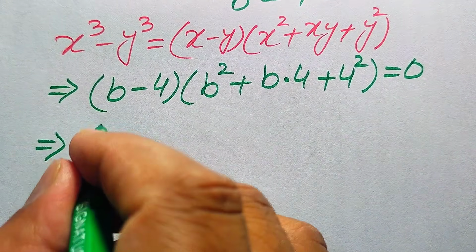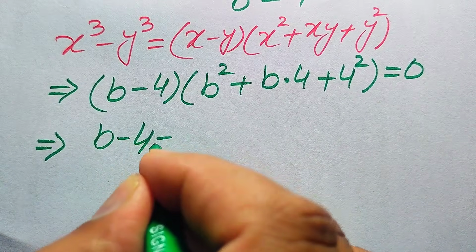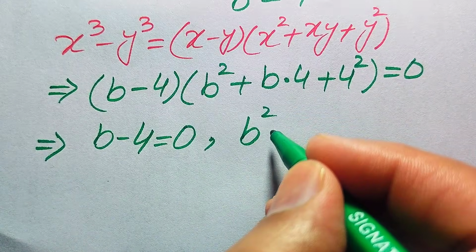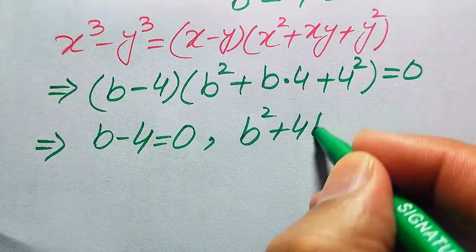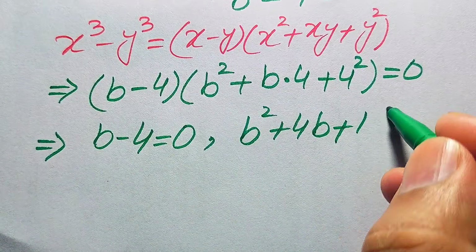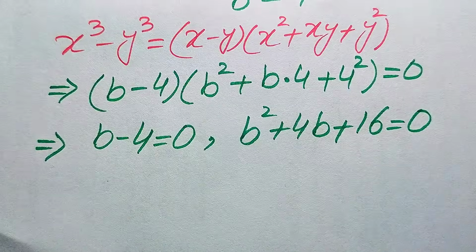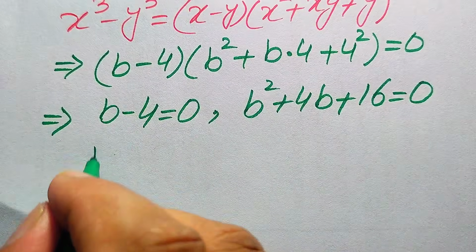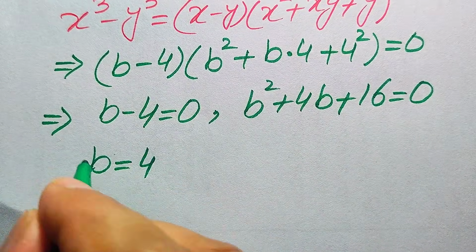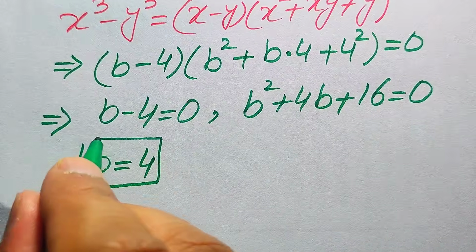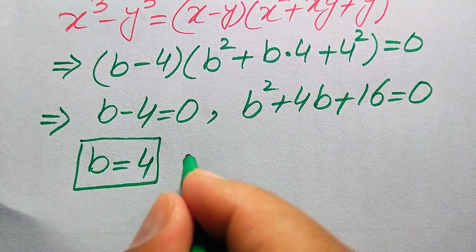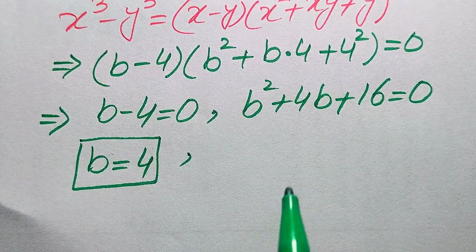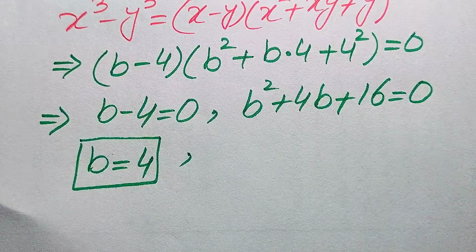And now we divide this equation into two cases. The first case is b minus 4 equals 0, and the second case is b squared plus 4b plus 4 squared, which is 16, equals 0. From here we move minus 4 to the right hand side and we easily get b equals 4. This is the first real root of the given equation, and now in order to find the other roots we need to solve this quadratic equation.